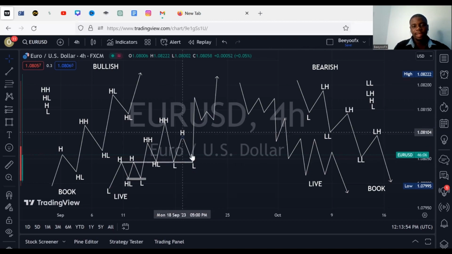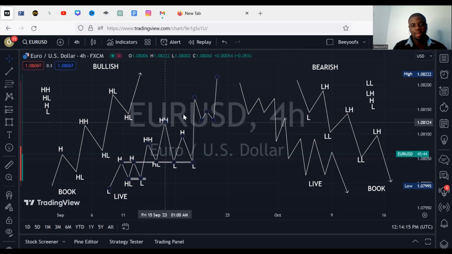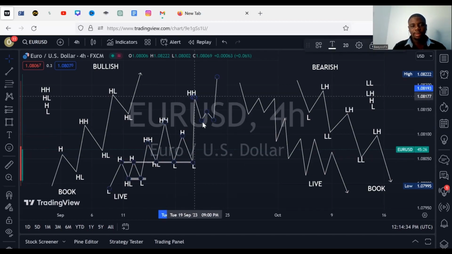The market came back downward again. Then we have another low. From there, market pushes up again above this high here. Then we have another higher high at this region. Market came back again at the midway. Then this is a higher low.